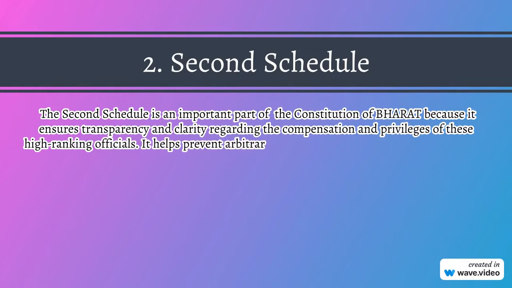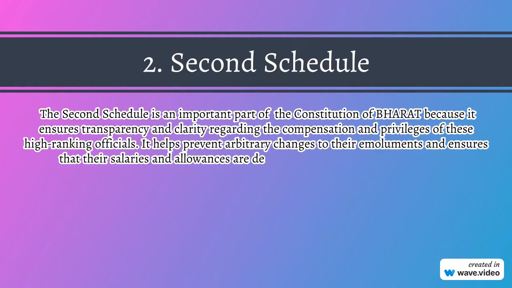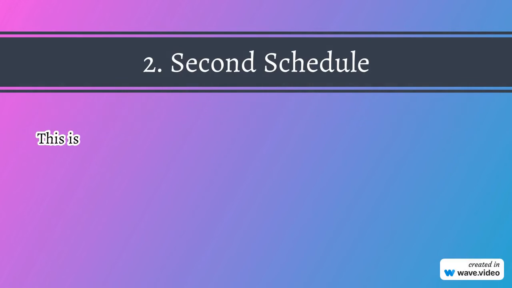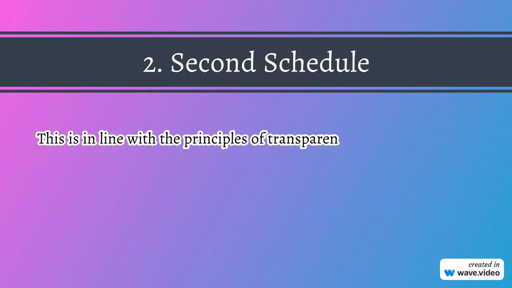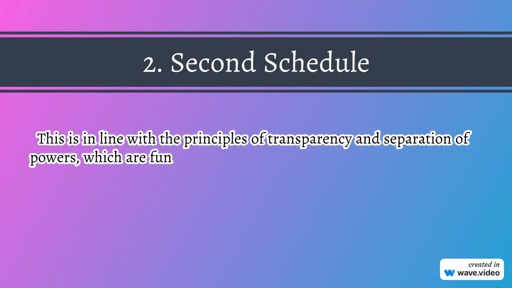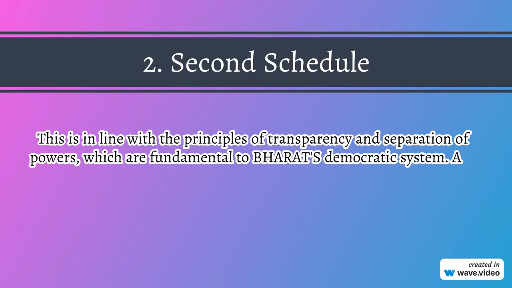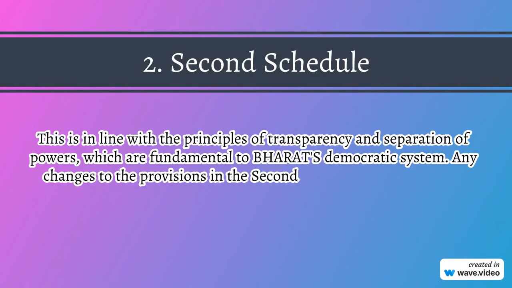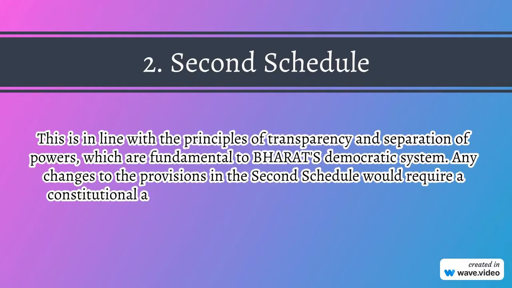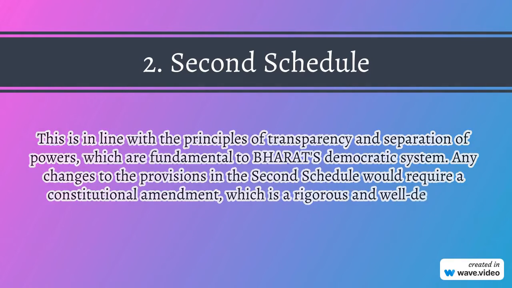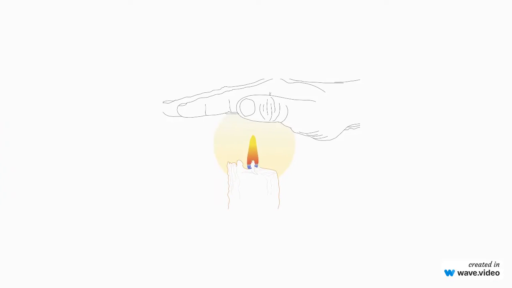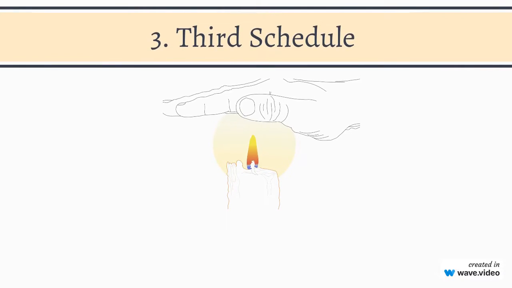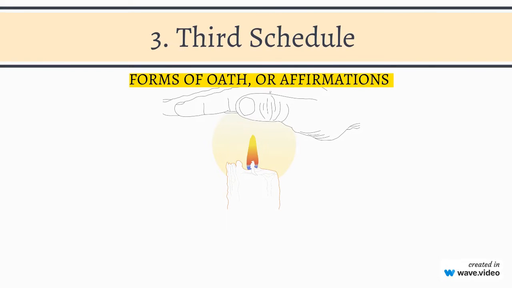It helps prevent arbitrary changes to their emoluments and ensures that their salaries and allowances are determined by law rather than political considerations. This is in line with the principles of transparency and separation of powers, which are fundamental to Bharat's democratic system. Any changes to the provisions in the second schedule would require a constitutional amendment, which is a rigorous and well-defined process.